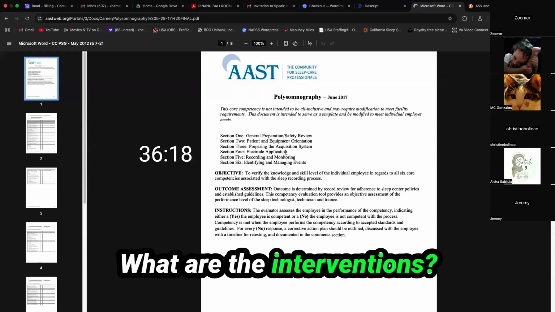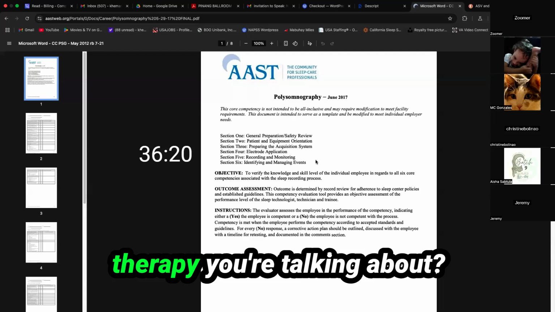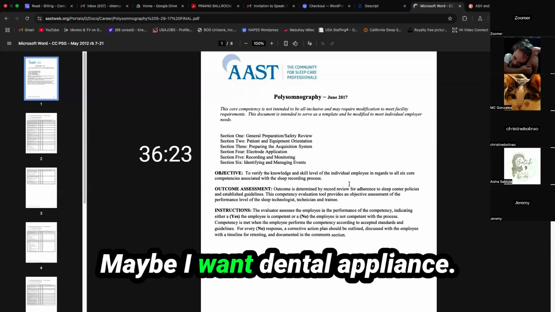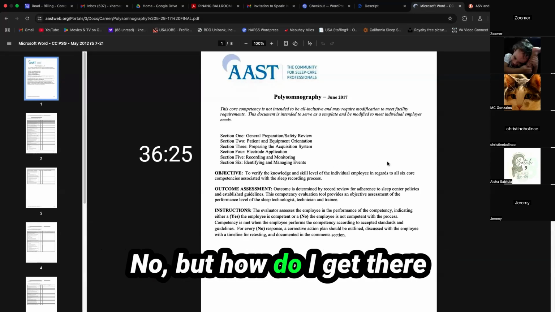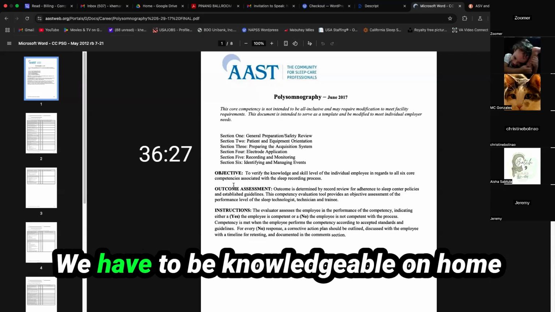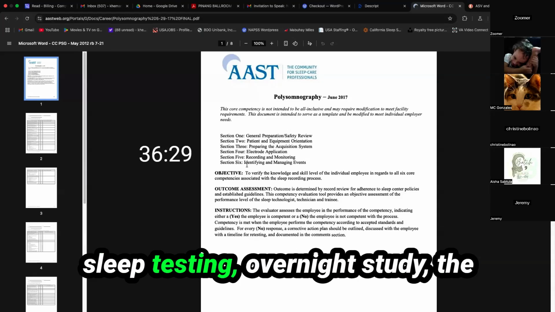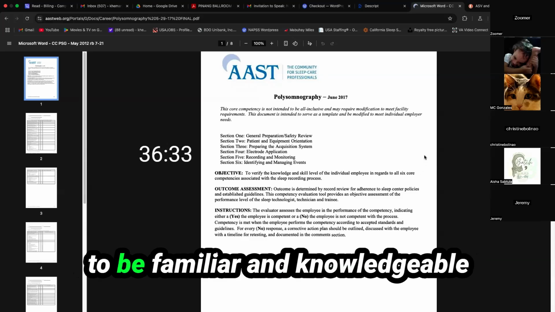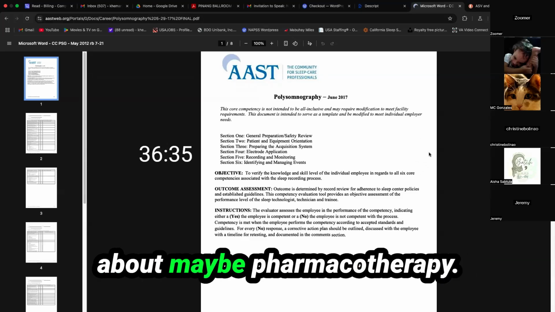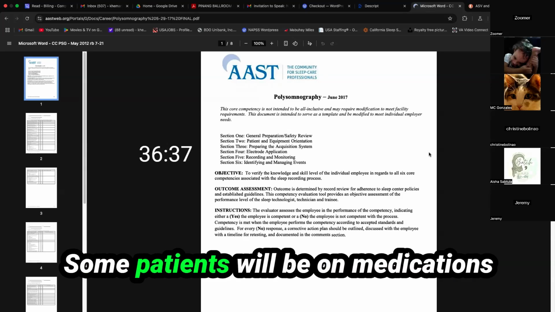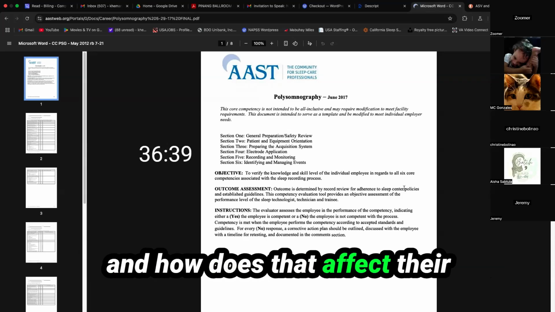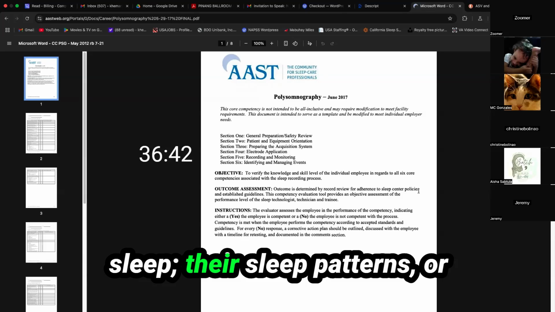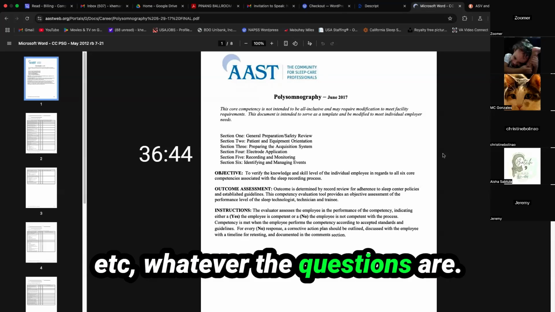What are the interventions? You're talking about PAP, the therapy. You're talking about maybe I want a dental appliance. No, but how do I get there if I haven't been tested? We have to be knowledgeable on home sleep testing, overnight study, the actual recording. And then we have to be familiar and knowledgeable about maybe pharmacotherapy. Some patients will be on medications, and how does that affect their sleep patterns, or whatever the questions are.